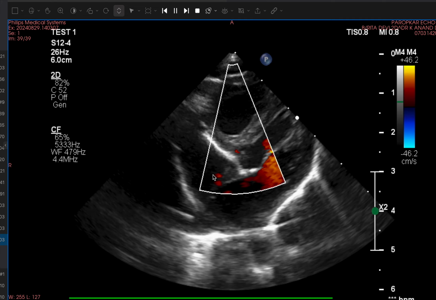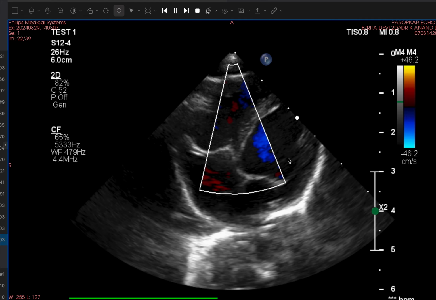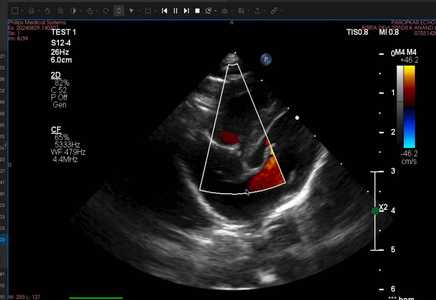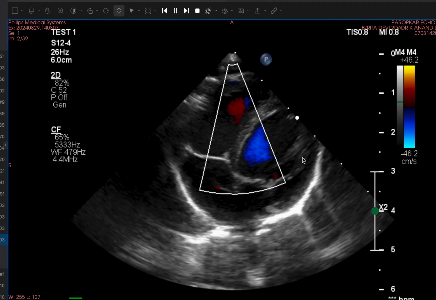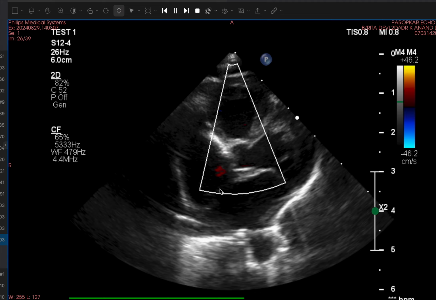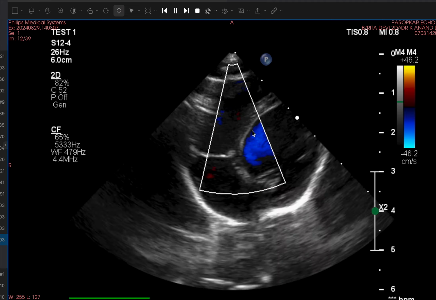So that is AV concordance. So right atrium to right ventricle and left atrium to left ventricle. So in this case AV concordance, VA discordance. That means this is the case of D-transposition of great arteries. At the same time you can see very small patent foramen ovale flow from left atrium to right atrium.